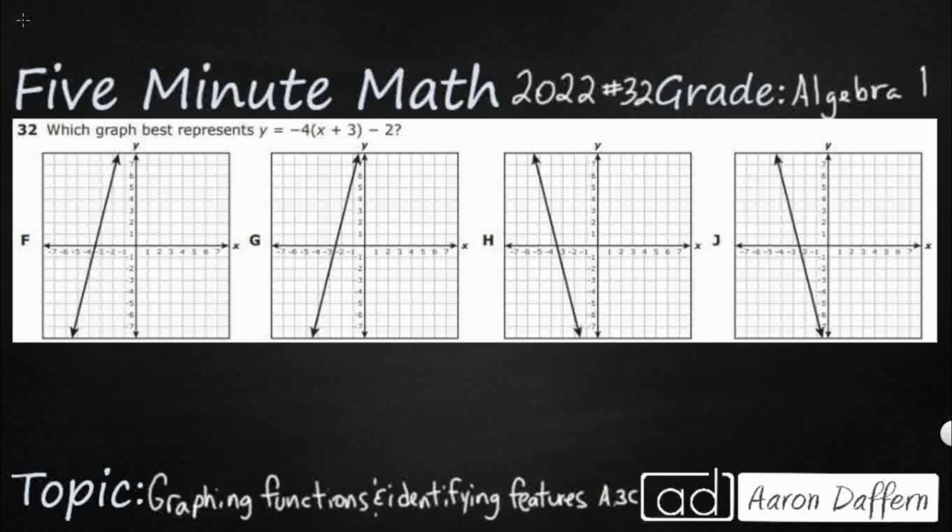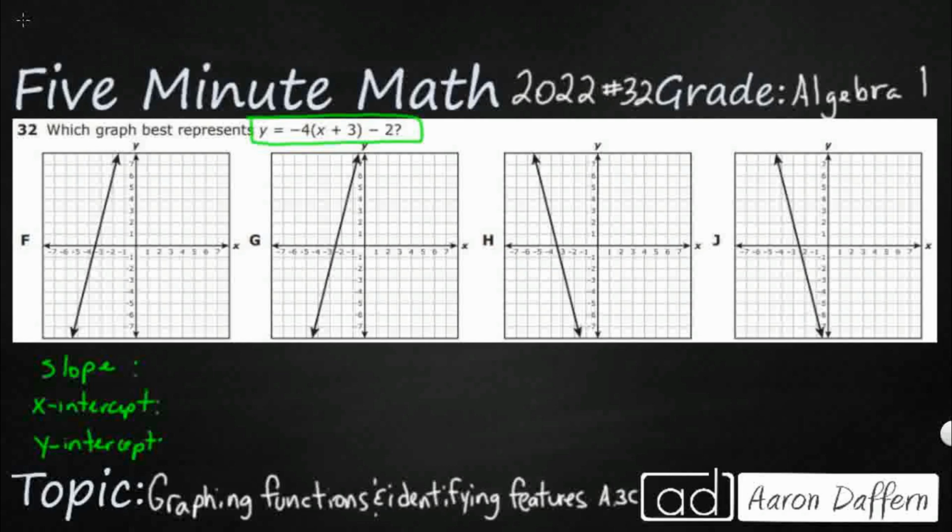So we've got 4 different graphs here. We simply need to find one that best represents this equation right here. That's not really an equation we're very familiar with because we've got this x plus 3 that needs to be distributed out. But if I can find these 3 things, my slope, my x-intercept, and my y-intercept, those 3 things are going to help me identify visually which of these graphs looks like it matches.